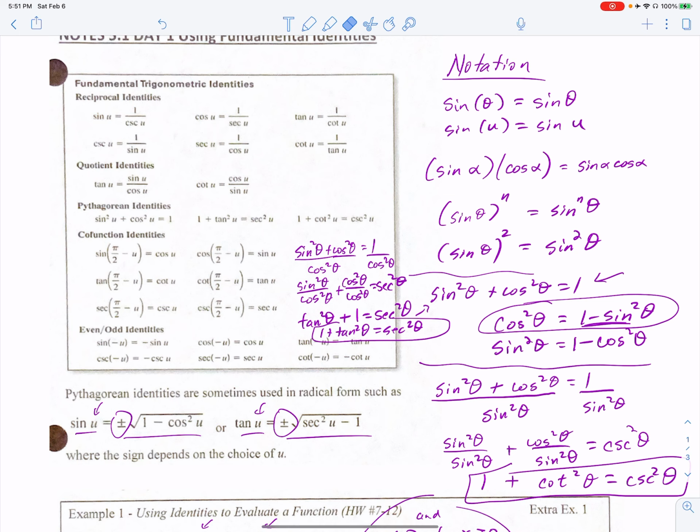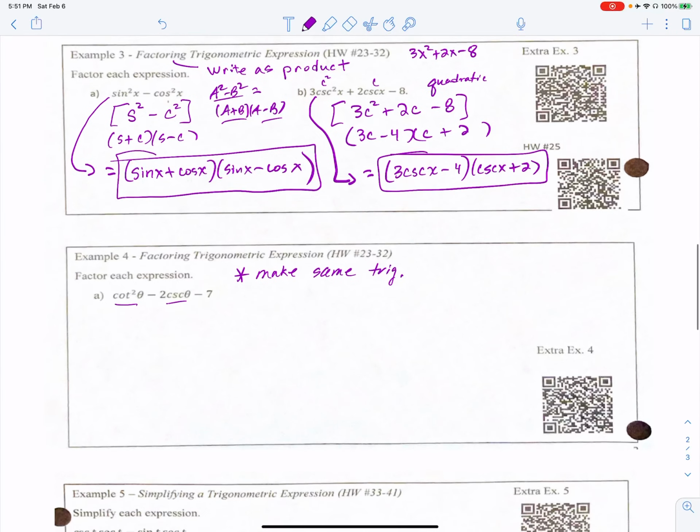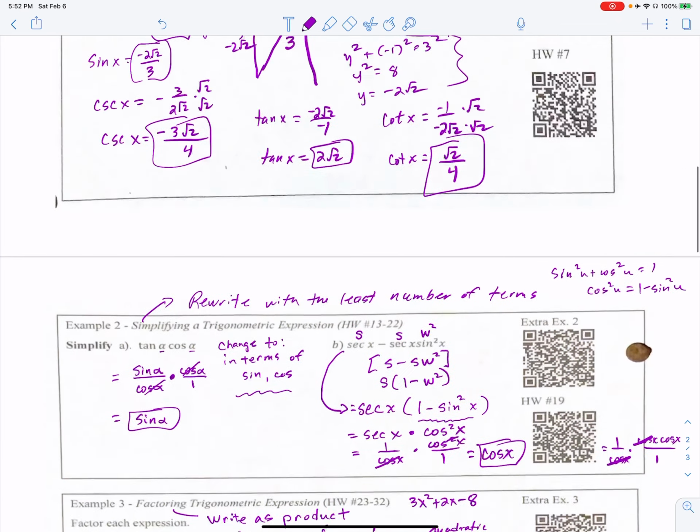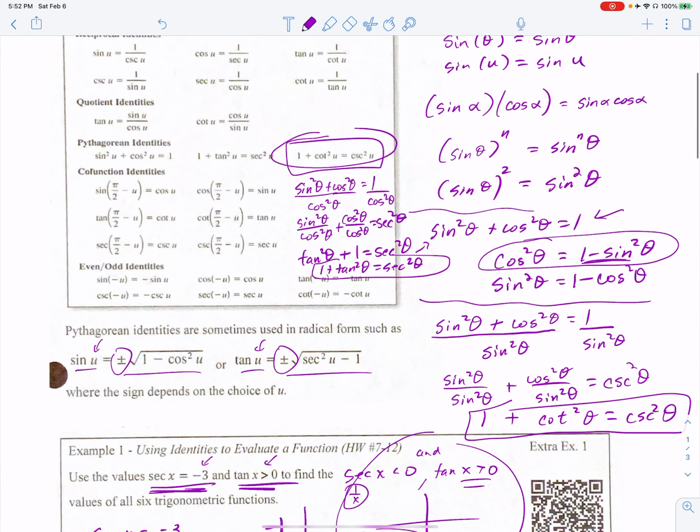Well, this Pythagorean identity relates cotangent squared and cosecant squared. So I'm going to take that, which is 1 plus cotangent squared theta equals cosecant squared theta. One more time, right here: 1 plus cotangent squared equals cosecant squared, but our angle is theta instead of u.